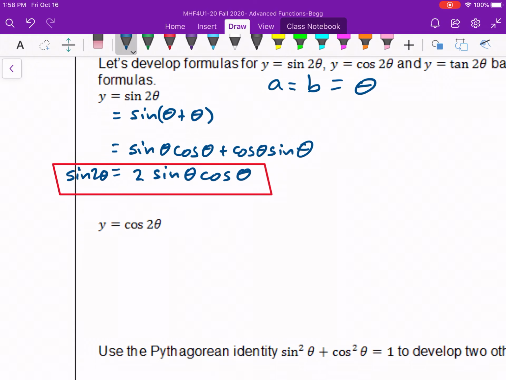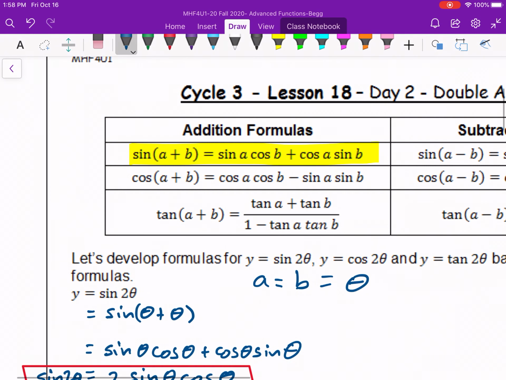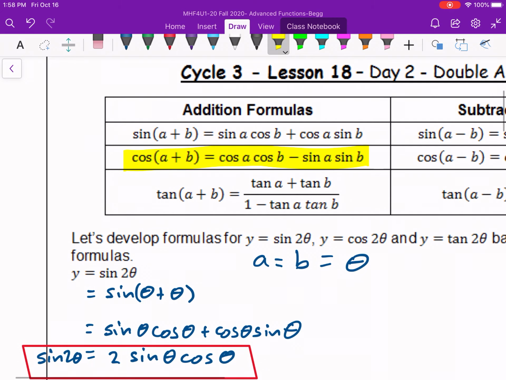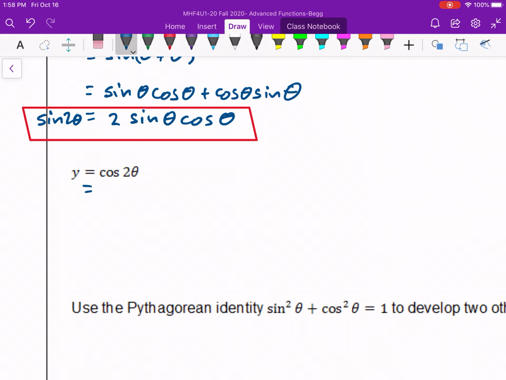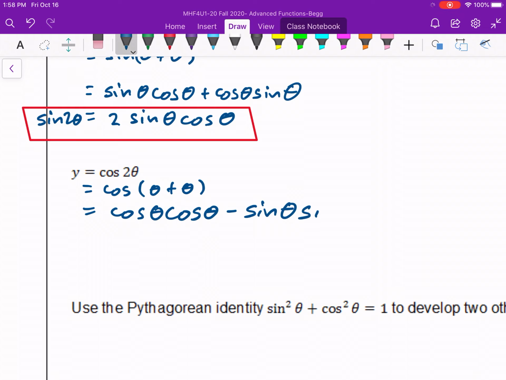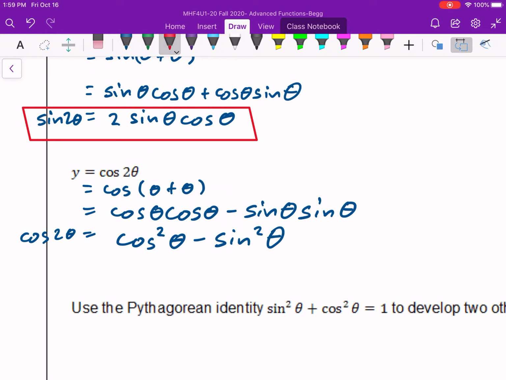Let's do the same thing for cos 2 theta. So if we go back and look at cosine now, we have cos A cos B minus sine A sine B. So this is going to be, again, the same as cos theta plus theta, but that's cos theta times cos theta, since A and B are both theta, minus sine theta times sine theta. Cos theta times cos theta is just cos squared theta. Likewise, sine theta times sine theta is sine squared theta. So here we have another one of our double angles.